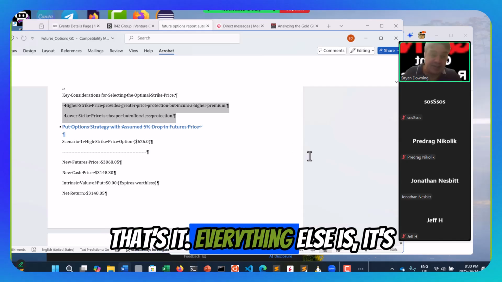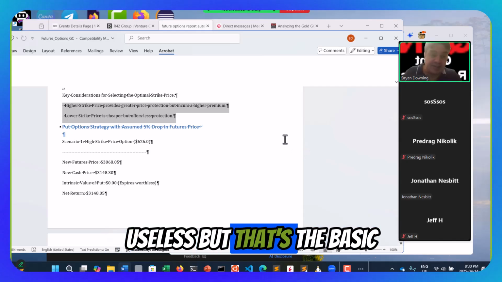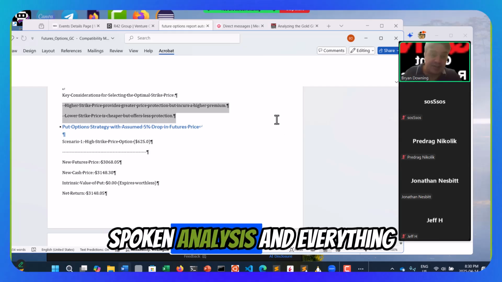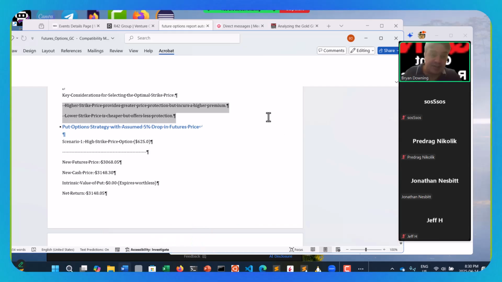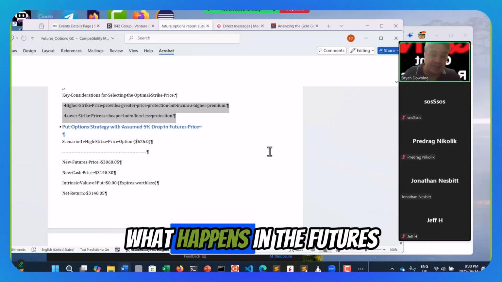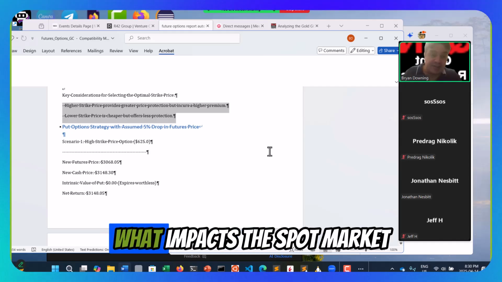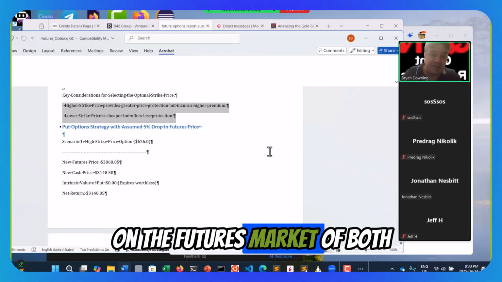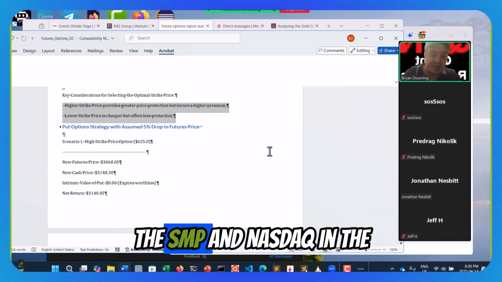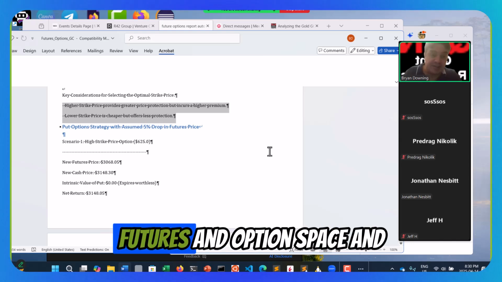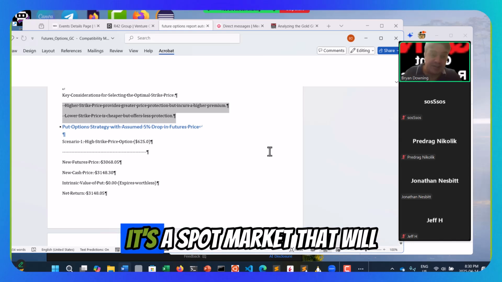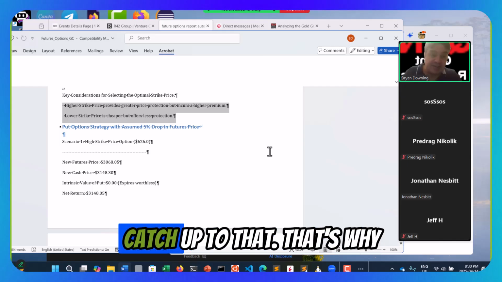That's it. Everything else, I'm not saying it's useless, but that's the basics of technical analysis. And everything else is just quantifying and qualifying what happens in the futures and the options, because that's what impacts the spot market on the futures market of both the S&P and Nasdaq, and it's the spot market that will catch up to that.